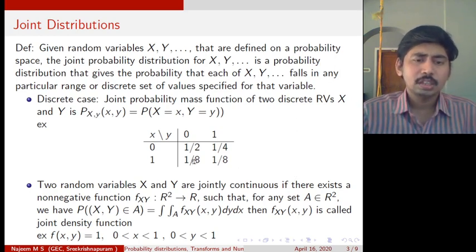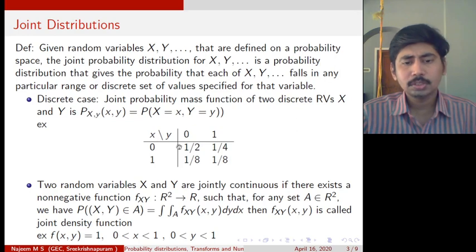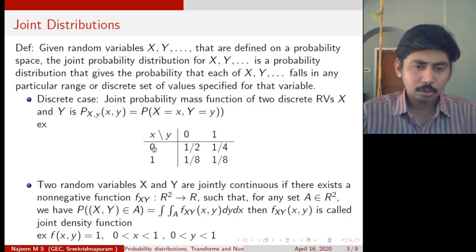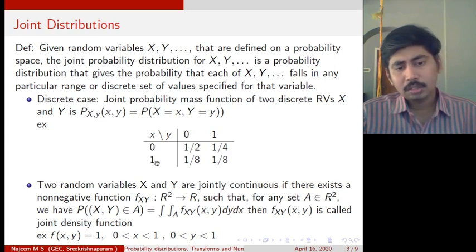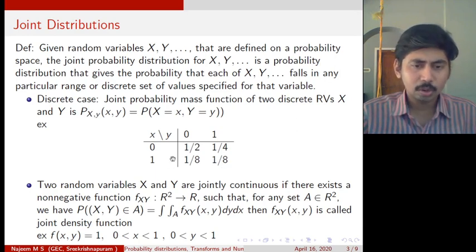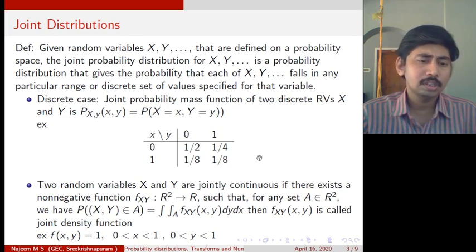In the discrete case, we express the joint probability mass function in a table. x takes these values and y takes these values, and the body of the table gives the corresponding probability. So if x equal to 0 and y equal to 0, then the probability is 1 by 2, and the probability of x equal to 1 and y equal to 1 is 1 by 8, like that.